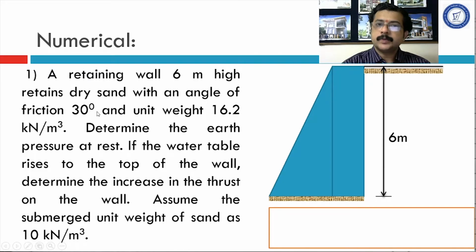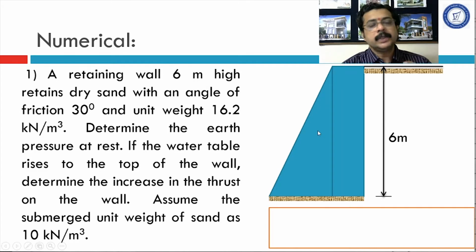In this particular situation, what will be the lateral earth pressure acting on this retaining wall that we have to calculate? This is condition 1. In condition 2 or case 2, the water table rises to the top of the ground surface. Means this is the top surface of the backfill, so the water table will reach this top surface. So this 6 meter deep soil will be completely submerged with water. So we want to find out what will be the increase in the lateral thrust on this wall.